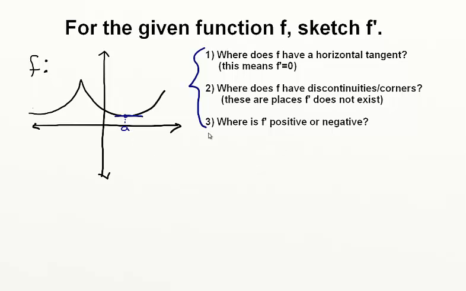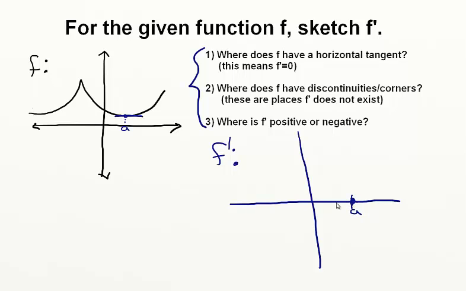And let's start our graph of f prime over here. So first we're going to label that point A. So here's f prime. We're going to label that point A. And we know that at A, f prime is 0. So we're going to plot a point there at A, 0.